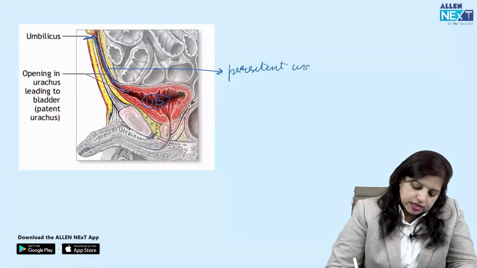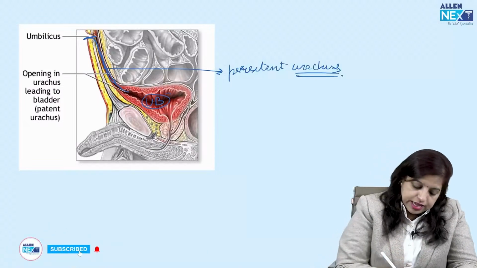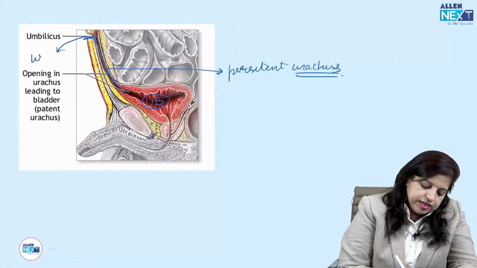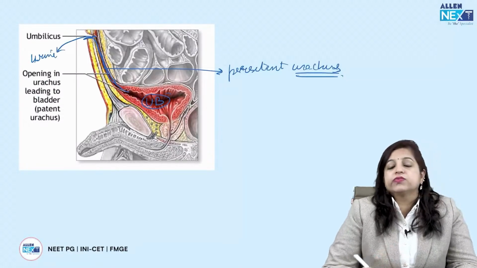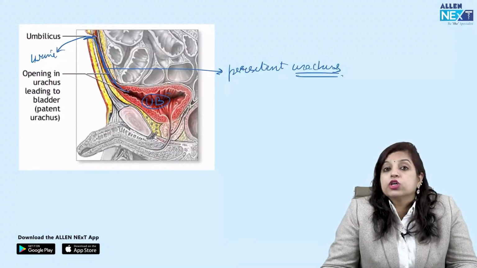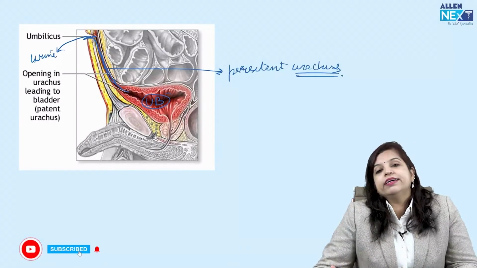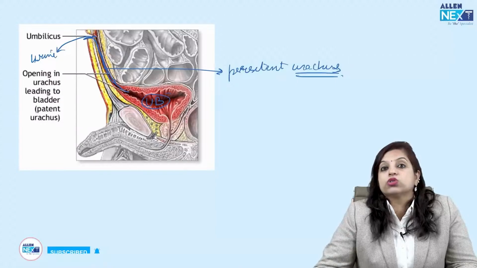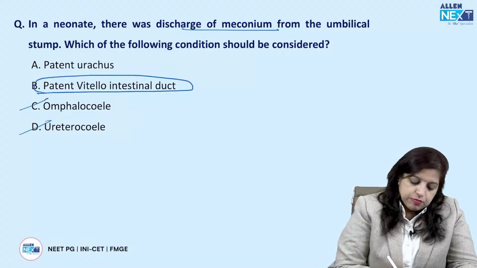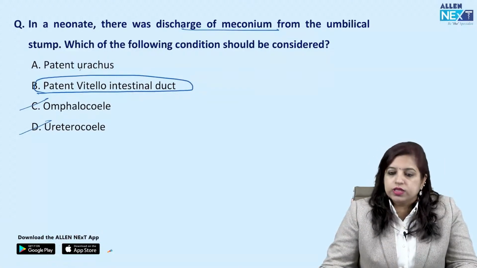And because the urachus establishes a communication between the urinary bladder and the umbilicus, there would be outpouring of the clear fluid from the umbilicus, which is a smelly clear fluid, and that is nothing but urine, right? So if the question asks you if there's outpouring of the urine or the clear smelly fluid from the umbilicus, what is your diagnosis? You will call it patent urachus. But if there's outpouring of meconium, then you will call it patent vitellointestinal duct, right? I hope this is clear.